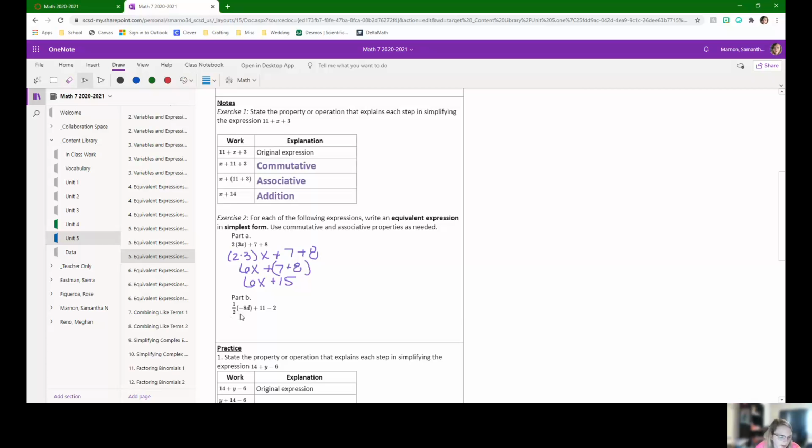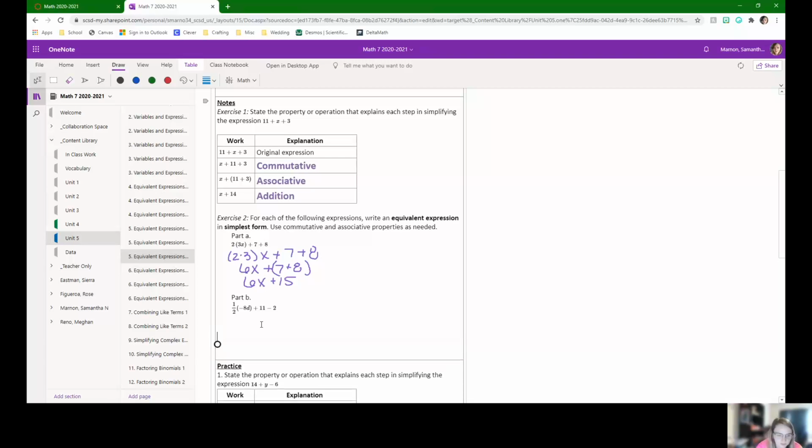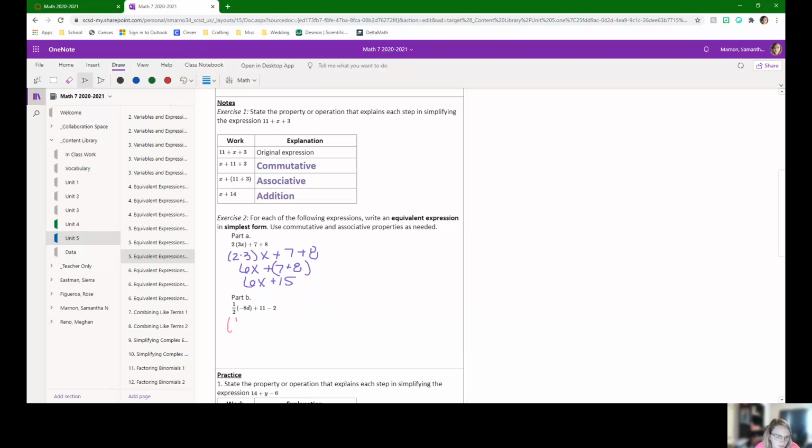Part B, we have 1/2 times negative 8d plus 11 minus 2. So why don't you pause the video and see if you can simplify this one on your own. Okay, so hopefully you saw that's pretty similar to what we just did. So if I want to reassociate this, I can do 1/2 times negative 8 first. So use parentheses: 1/2 times negative 8, multiplied by d, plus 11 minus 2.